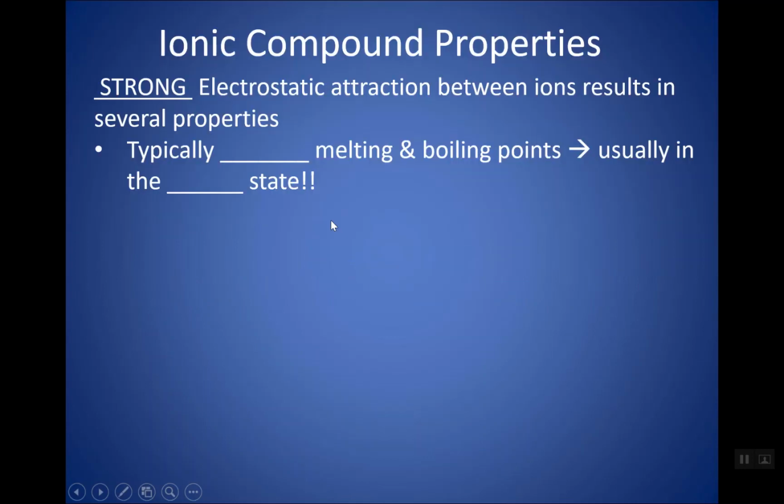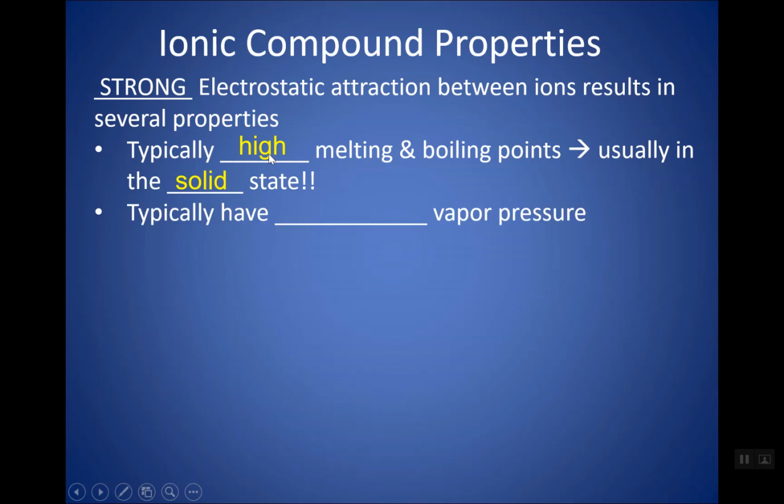Okay, now let's just get into some properties that result because ionic bonds are super strong forces of attraction. That's going to result in really high melting and boiling points. They're usually in the solid state. Think of sodium chloride, table salt. It's a solid. Even if you dissolve it in water and then try to boil off the water, the salt gets left behind still as a solid. And they also have very low vapor pressure, meaning if you put it in a closed container, very little vapor is going to come off of that solid, which makes sense because it's such a strong force of attraction.